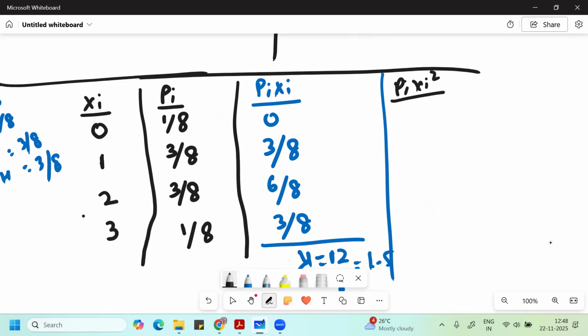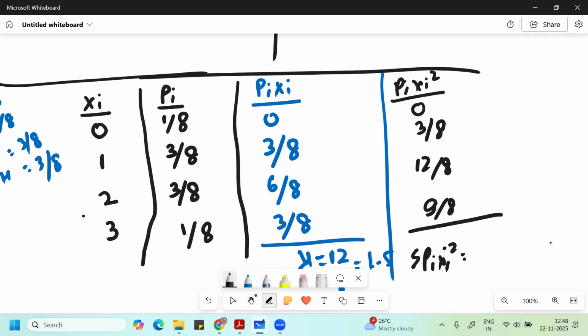So this is 0 into 1 by 8, which is 0. And then 1 square is 1, 1 into 3 by 8 is 3 by 8. 2 square is 4, 4 into 3 by 8 is 12 by 8. And then 3 square is 9, 9 into 1 by 8. So the sum of pi into xi square is 24 by 8, which means 3.